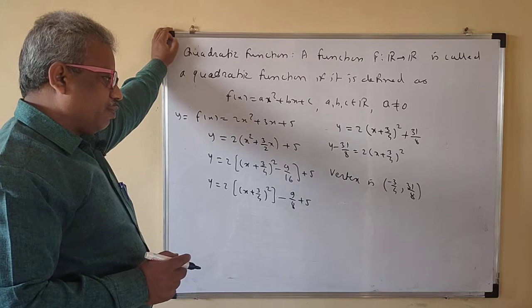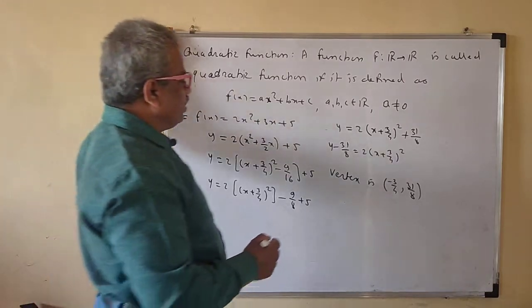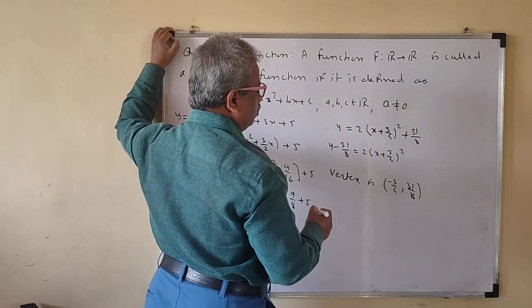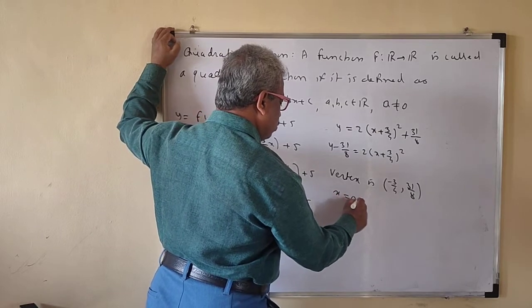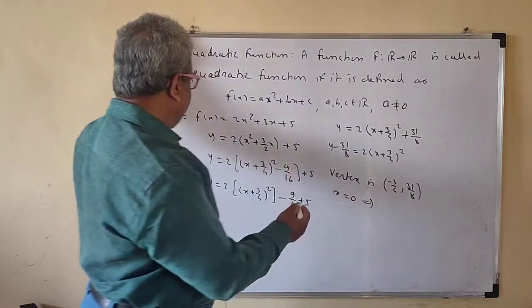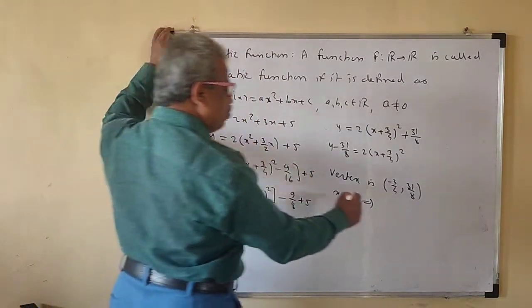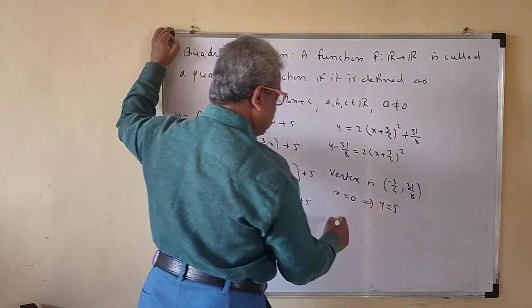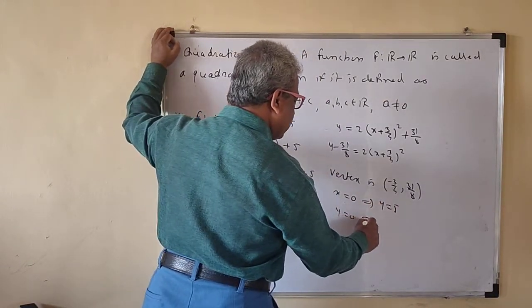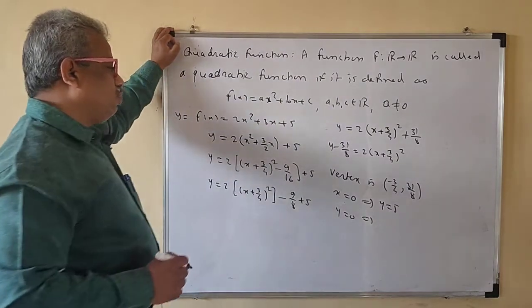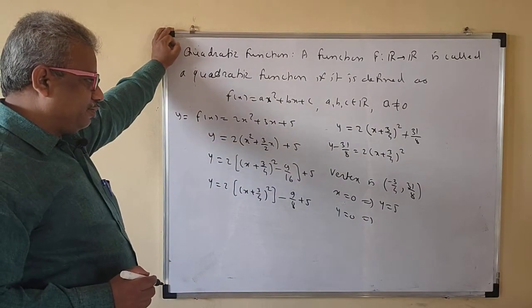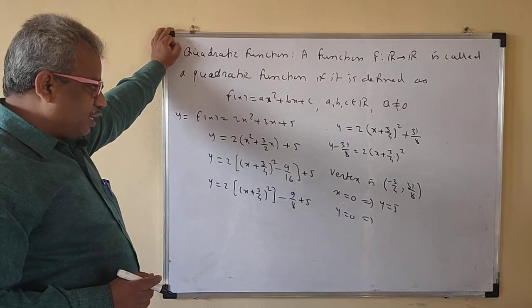This is the vertex of the parabola, and where it intersects the x-axis and y-axis, that we will see now. So for x is equal to 0, we directly put x is equal to 0 here, so y is equal to 5. So y is equal to 0 implies that... it becomes very complicated.